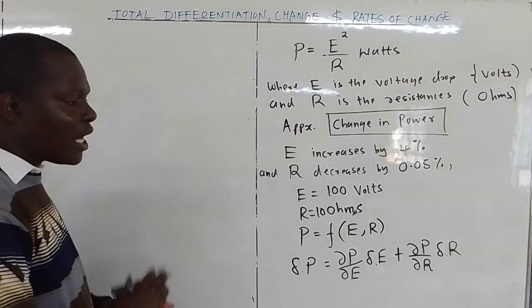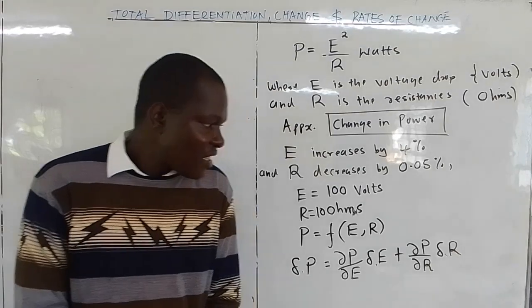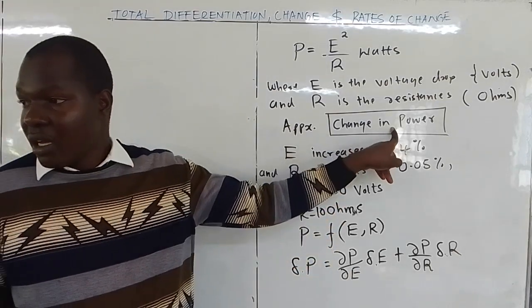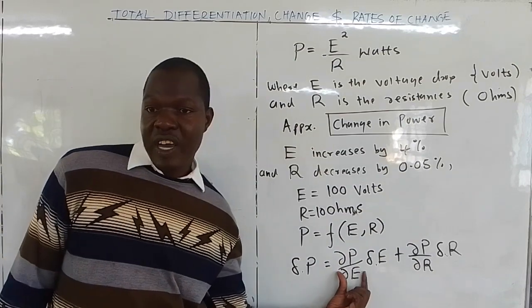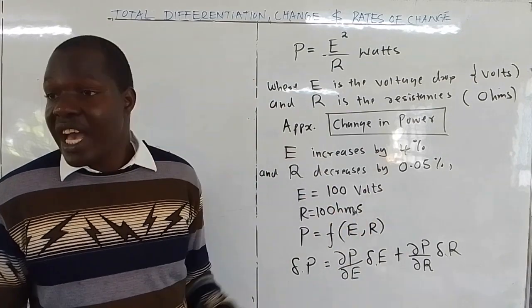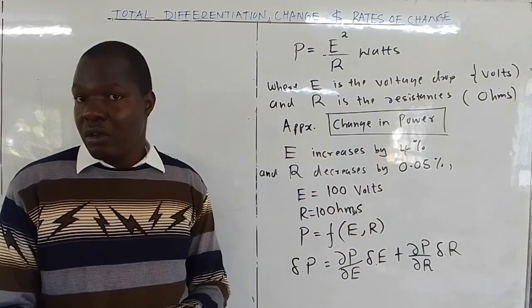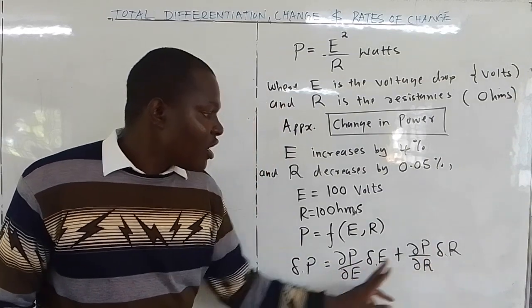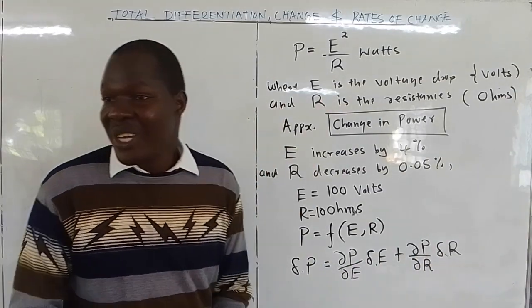So from here, you now start by getting this partial, because we want change in P. That is what they want, isn't it? Meaning we must get this partial derivative. Change in E and change in R will be given. We'll just substitute, isn't it? So let us start with the partial derivatives. To get these partial derivatives, we must go back to the original equation, isn't it?